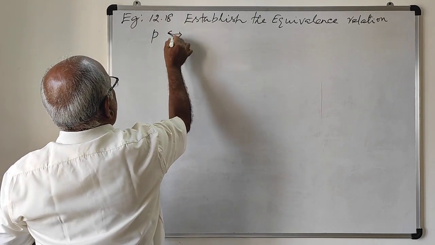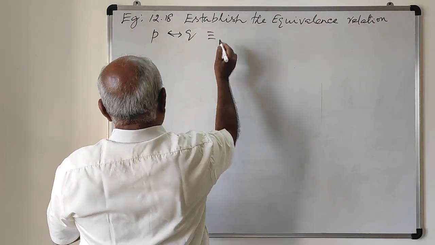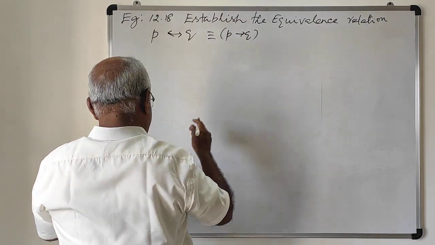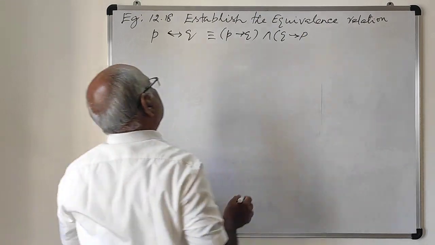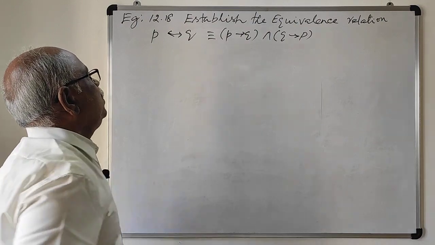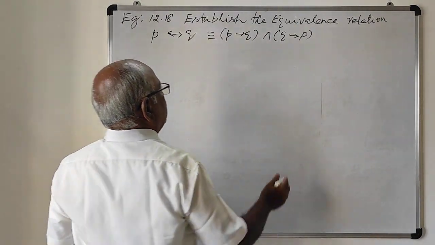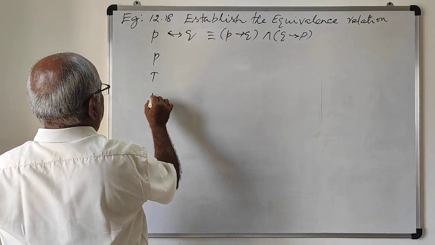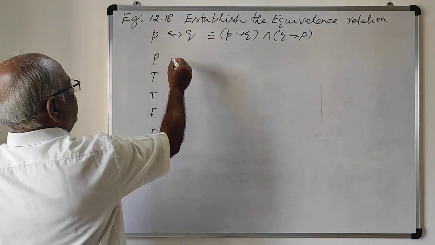P if and only if Q, by conditional statement, is equivalent to P conditional Q conjunction Q conditional P. P if and only if Q is equal to P conditional Q conjunction Q conditional P. For that also we have tried P as T, T, F, F and Q alternatively T and F.